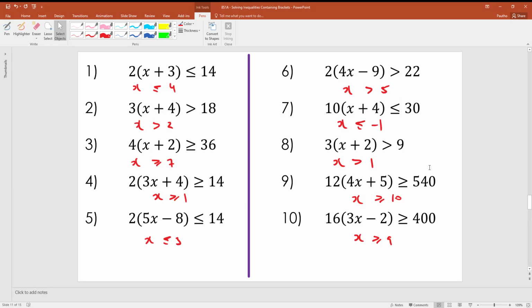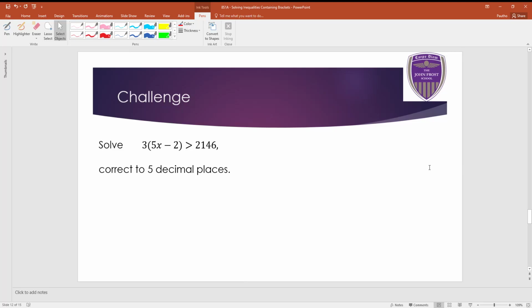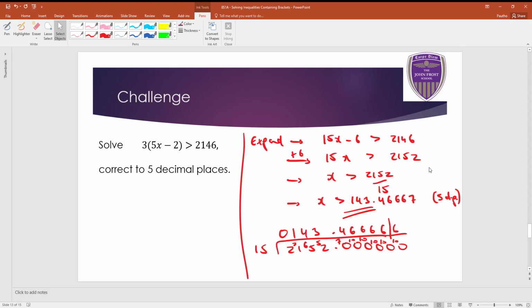And then the challenge questions coming up in 5, 4, 3, 2, 1. Here it is. And the challenge answer is coming up in 5, 4, 3, 2, 1. Here it is. Okay. It looked really bad, but if you expand the brackets, use inverse operations, use the bus stop method, nothing too bad about it.